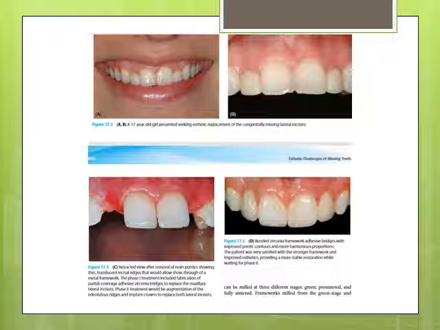Returning to picture C, the phase 1 treatment included fabrication of partial coverage adhesive zirconia bridges to replace the maxillary lateral incisors. Phase 2 treatment: augmentation of the edentulous ridges and implant crowns to replace both lateral incisors.